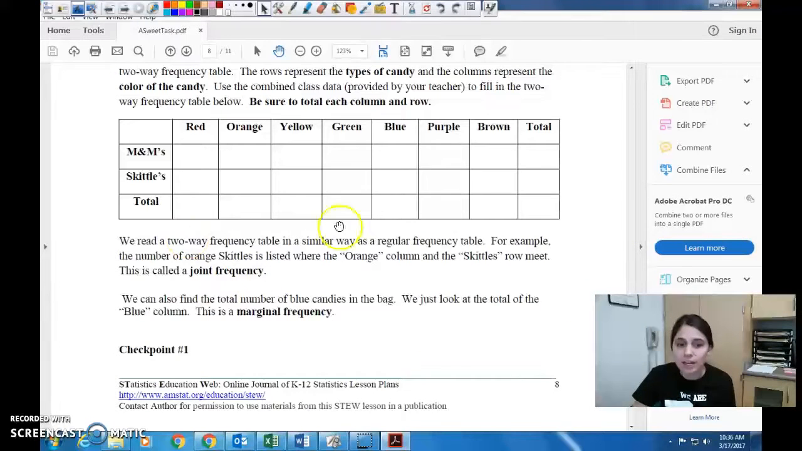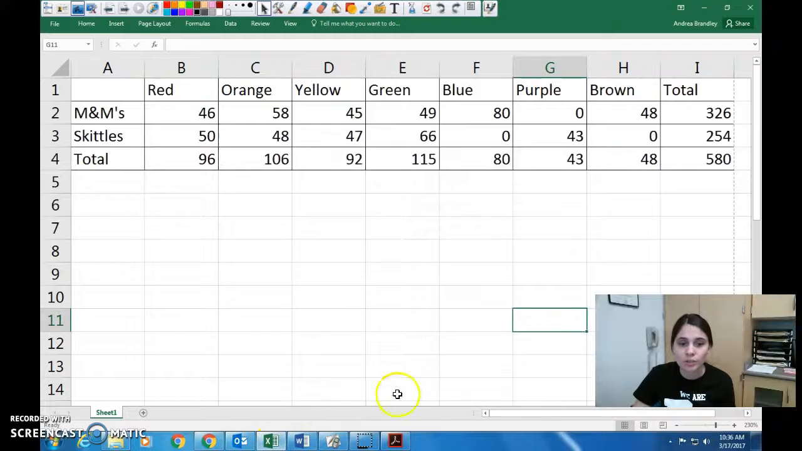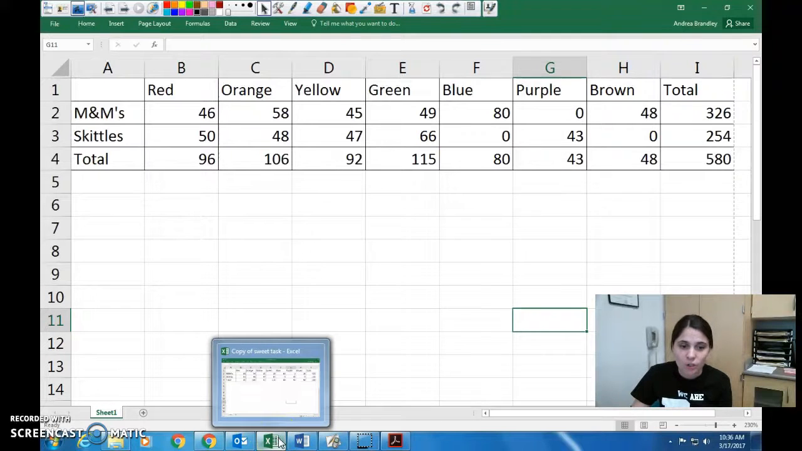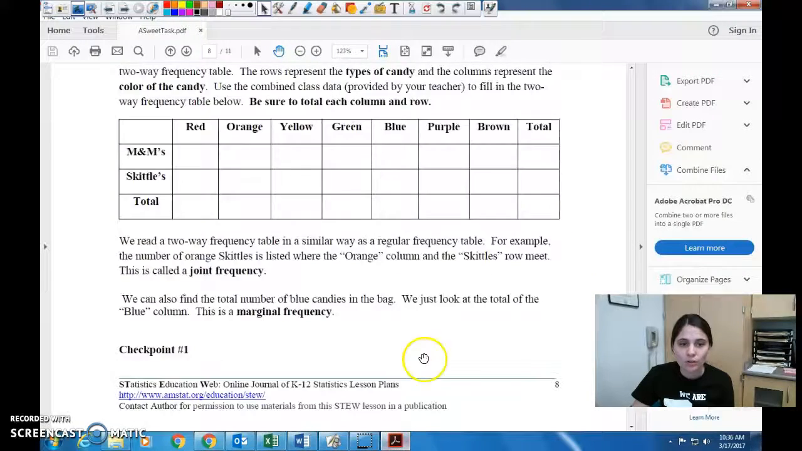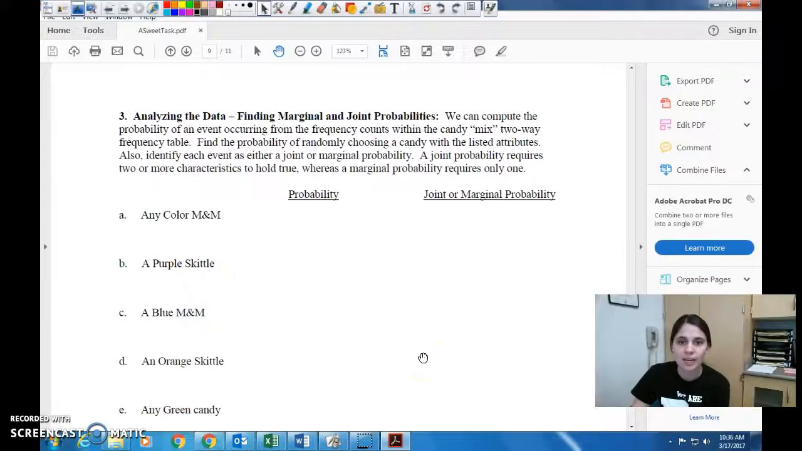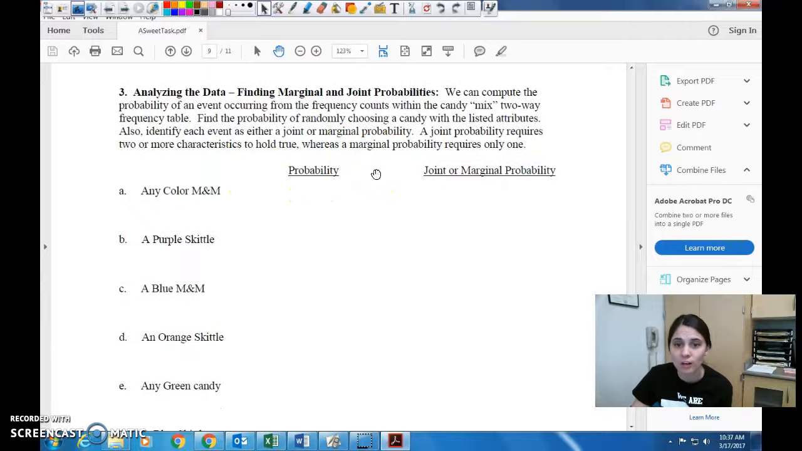So we're going to use the data that we got from this Excel sheet, and hopefully you filled out into a table, to answer some questions. So starting right here on analyzing the data. We can compute the probability of an event occurring from the frequency counts within the candy mix two-way frequency table. Find the probability of randomly choosing a candy with the listed attributes. Also identify each event as either joint or marginal. A joint probability requires two or more characteristics to hold true, whereas a marginal probability requires only one.